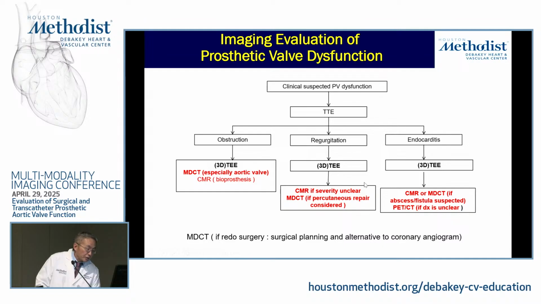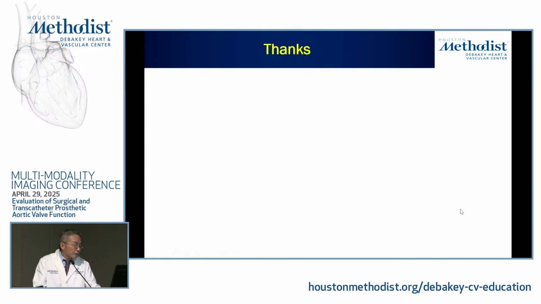For regurgitation, 3D echo is the king. I mean, there's no question about it. But if you think about percutaneous closure, you need CT to help you, and we're not even talking about the fusion for procedure guiding. For endocarditis, again, if you suspect complication, CT is a must. Thank you.